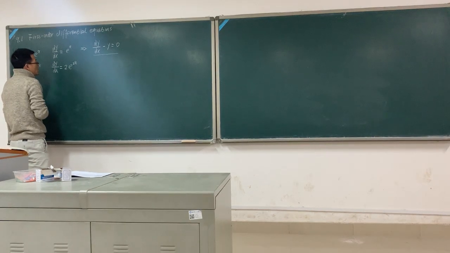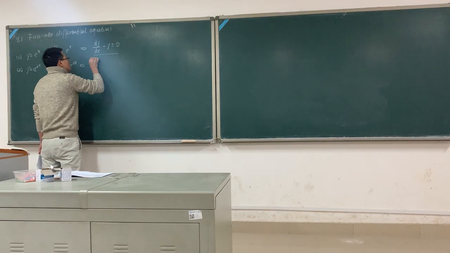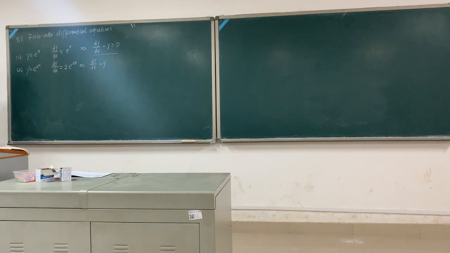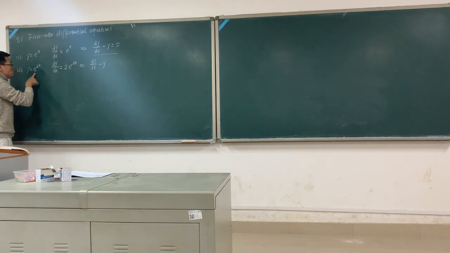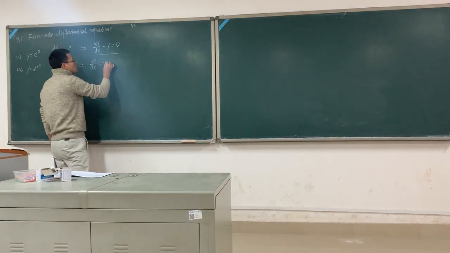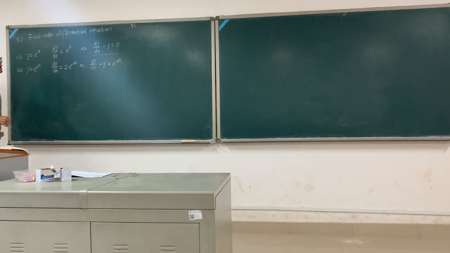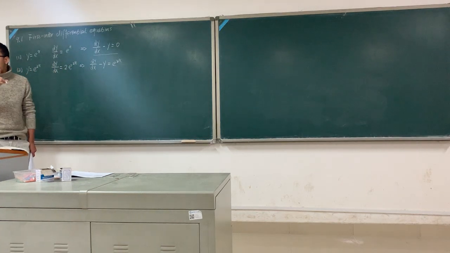e^(2x) power. So from here we can see that dy/dx minus y is actually equal to 2e^(2x) minus e^(2x). So the result actually is equal to e^(2x). Here, because we can rewrite dy/dx, we can write it as y'.